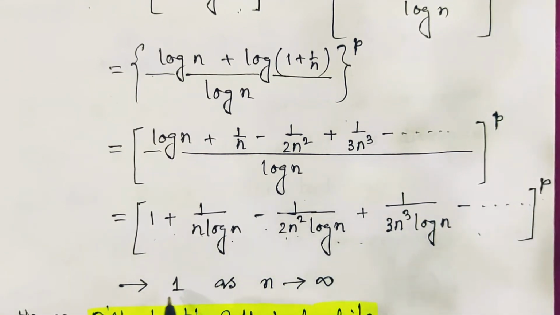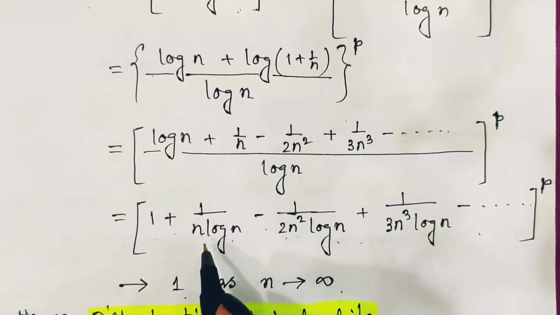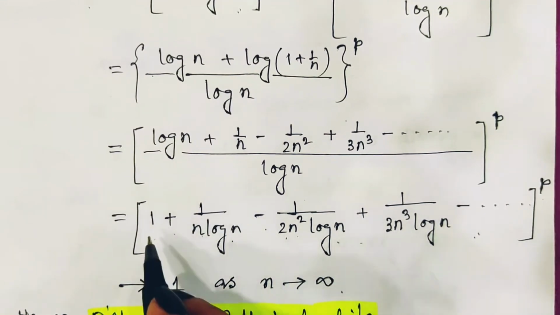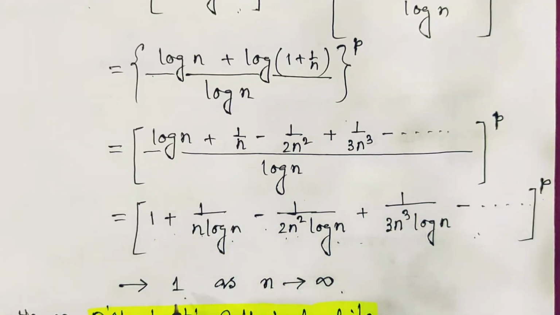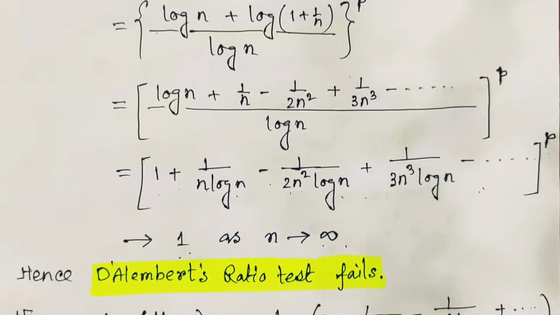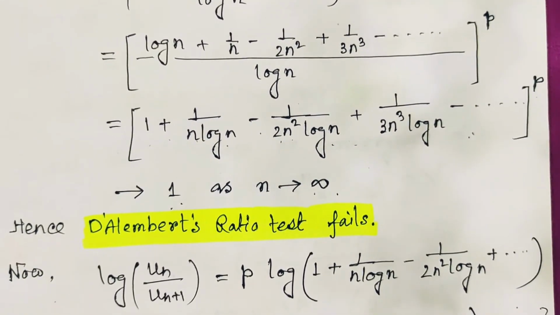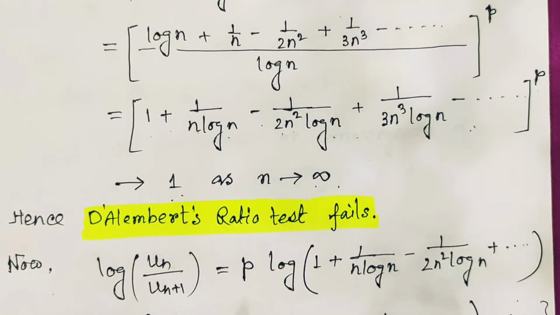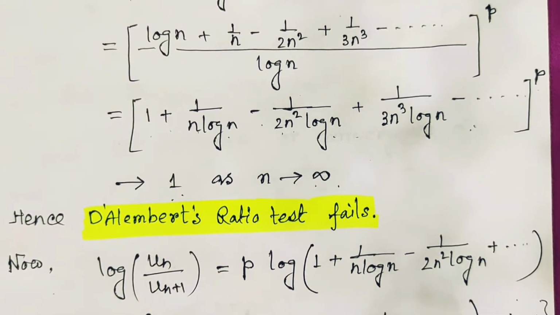So now this one tends to 1 as n tends to infinity. As n tends to infinity, just look, except this one, all the remaining terms become 0, and 1 to the power p means it is only 1. So we will find that this limiting value is 1 as n tends to infinity. Hence by D'Alembert's ratio test, it fails. So by D'Alembert's ratio test, we can't predict whether the given series is divergent or convergent. So definitely we should take the help of either Raabe's test or the logarithmic test.